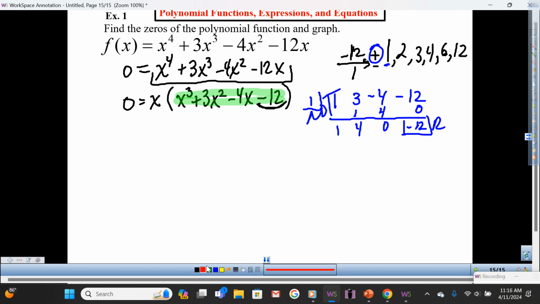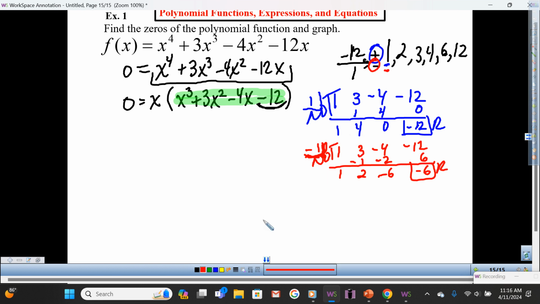There's a remainder, so this is not our 0. I'm going to switch to red. Why? Because now I'm going to try negative 1. So I write here negative 1. Again, I bring down the 1, the 3, negative 4, negative 12. Bring down the 1. What is negative 1 times 1? Negative 1. Combine, that's 2. Negative 1 times 2 is negative 2. Combine, that's negative 6. Negative 1 times negative 6, it's positive 6. Combine, that's negative 6. It's a remainder, so this is not my 0.